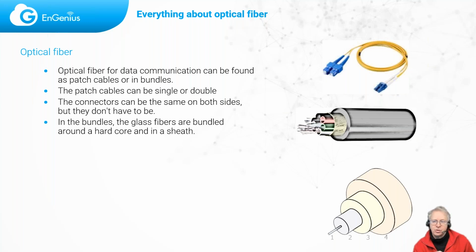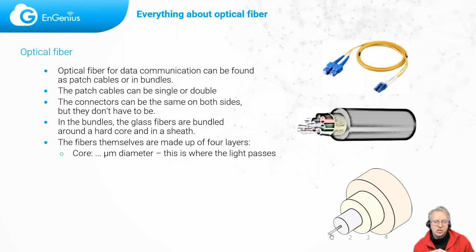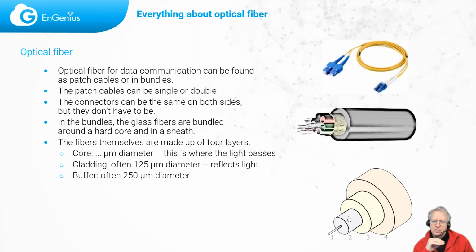In the bundles, you have the hard core and a sheet, and for the fibers themselves, you have four layers. You have the core, which is very tiny, with a diameter usually in micrometers. That's where the light passes. You have the cladding, the part that reflects the light back into the core when it tries to leave. You have the buffer, and around that a jacket. In total, you have something about a millimeter thick.